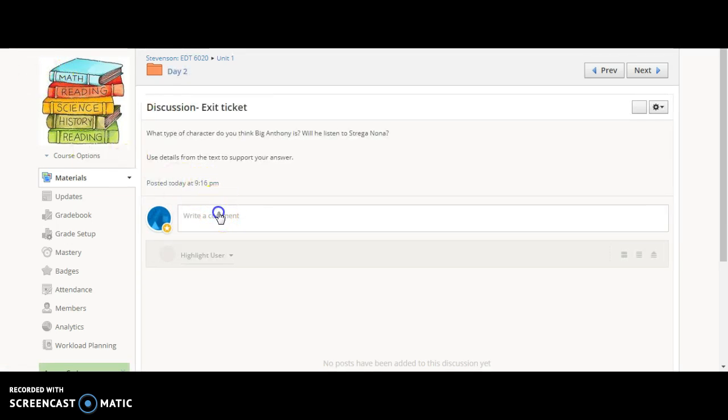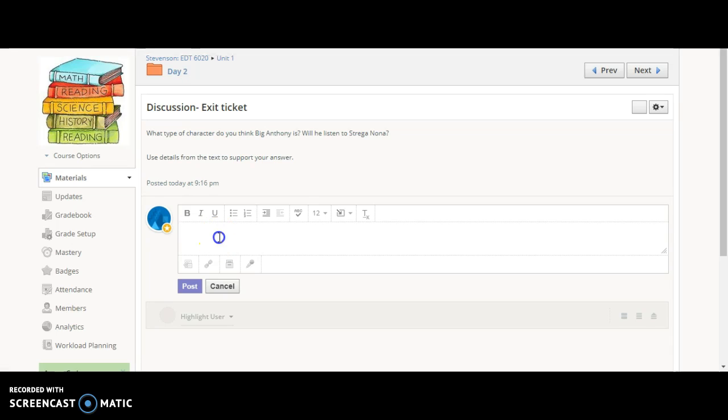You will type your response in the bottom, and once you post your response, you will be able to see what your classmates think about Big Anthony and whether or not he will really listen to Stregonona. Once you respond to two peers by reading their response and giving your thoughts about what they said, you are finished with day 2 of the cause and effect portion of this unit.